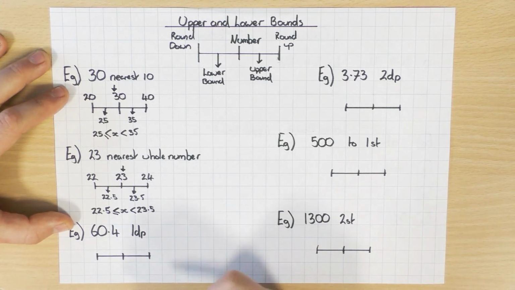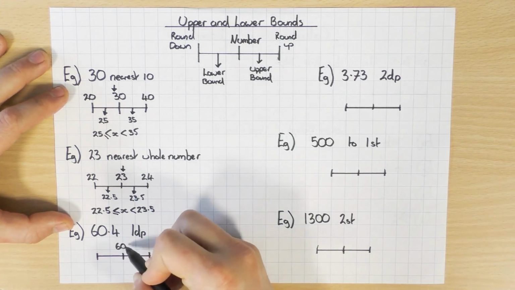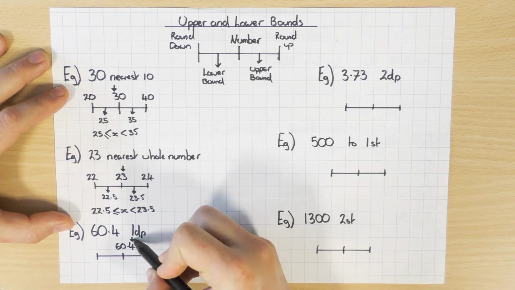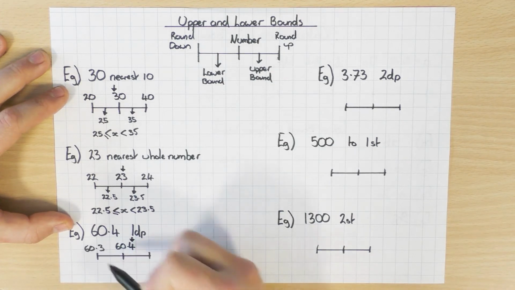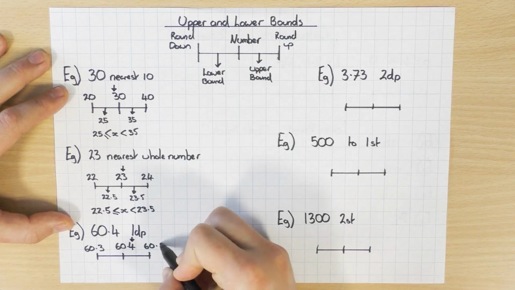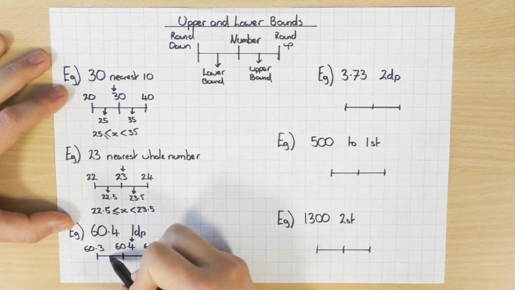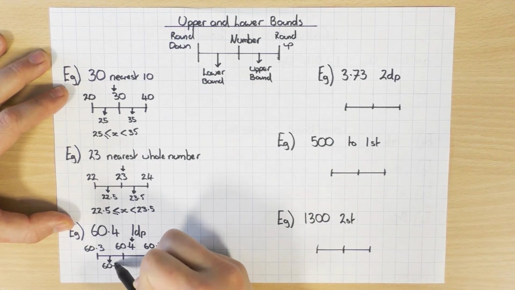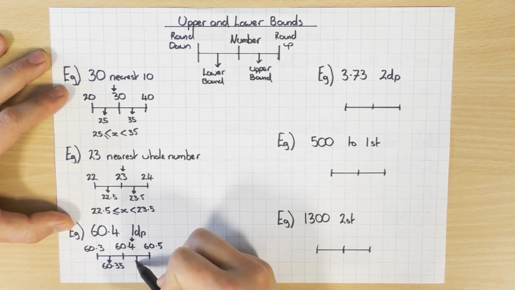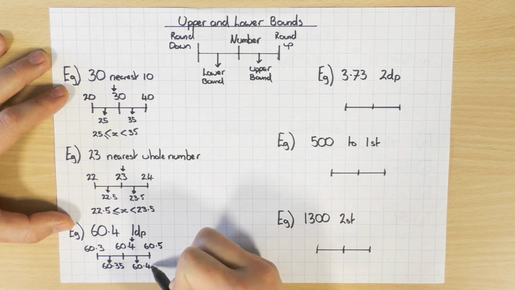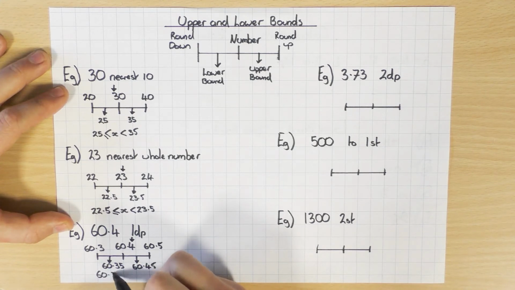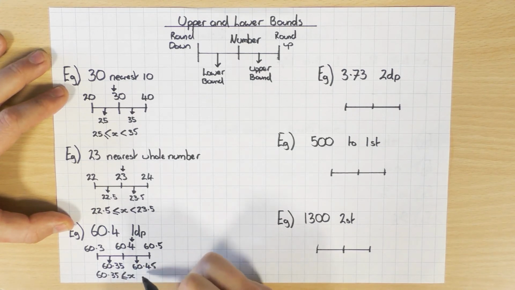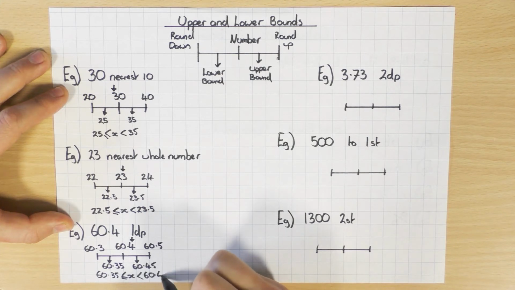Decimal points now, let's have a look at this one then. So this one here, 60.4 has been rounded to 1 decimal place. That's my number, so that's going in the middle. And 1 decimal place is obviously the 4 there. So rounding down would give me 60.3. Rounding up would give me 60.5. And again, just go in the middle. So that would be 60.35. And this one here would be 60.45. Again, lower bound, upper bound. You can write the error interval as 60.35 is less than or equal to x, which is less than 60.45.